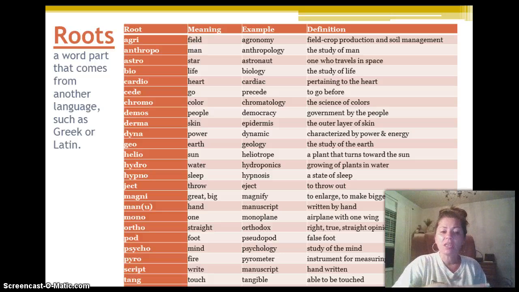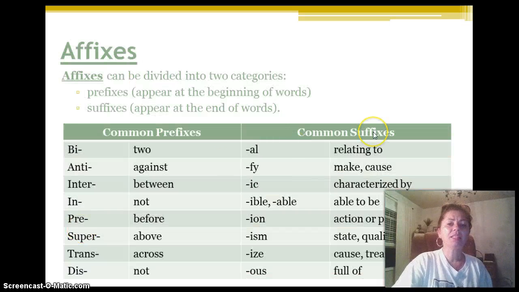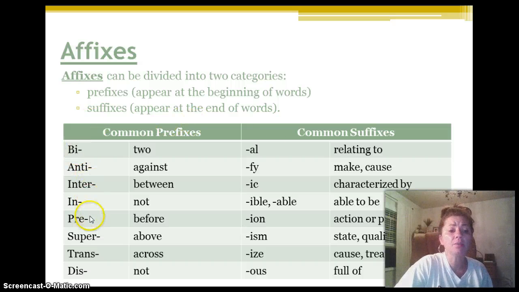Okay, so these should not be scary to you. These are things that, again, you're already using. You just didn't know that they had meaning beyond the word that they were being used in. All right? So now let's take a look at affixes. And affixes can be divided into two categories. Prefixes appear at the beginning of words and suffixes appear at the end of words. So some common prefixes are bi, anti, inter, in, pre, super, trans, and dis.